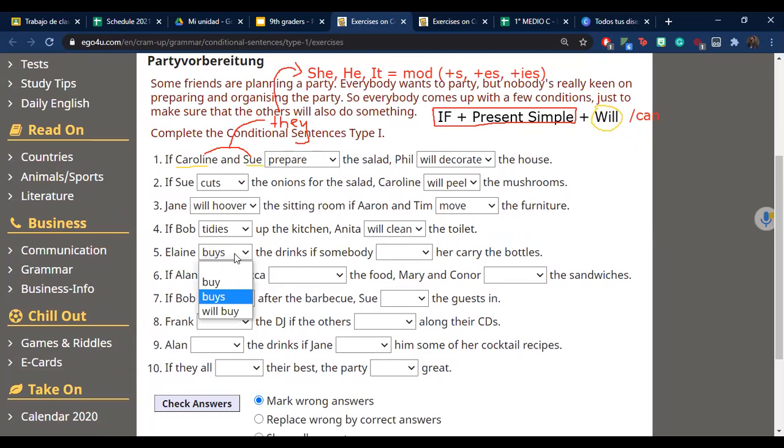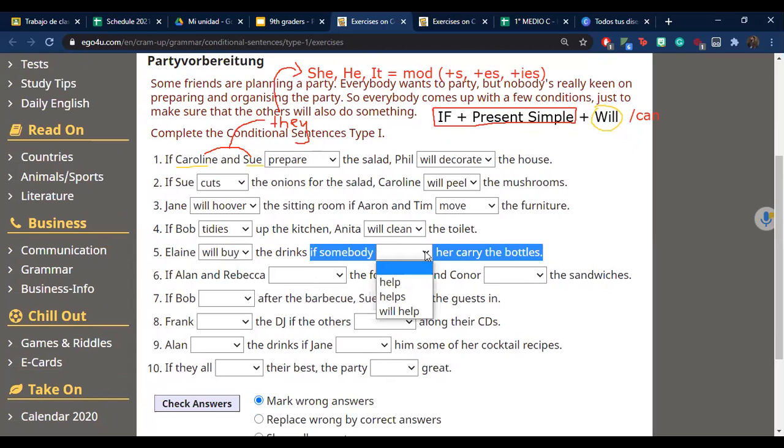No, me equivoqué. No, it will buy. Okay. Ahí está. And then we'll buy drinks if somebody help, si no me equivoco. Te doy un tip, un secreto. Somebody, everybody, todas esas cosas con body son singulares siempre, son uno. Ah, ya. Yeah, es un pequeño secreto.